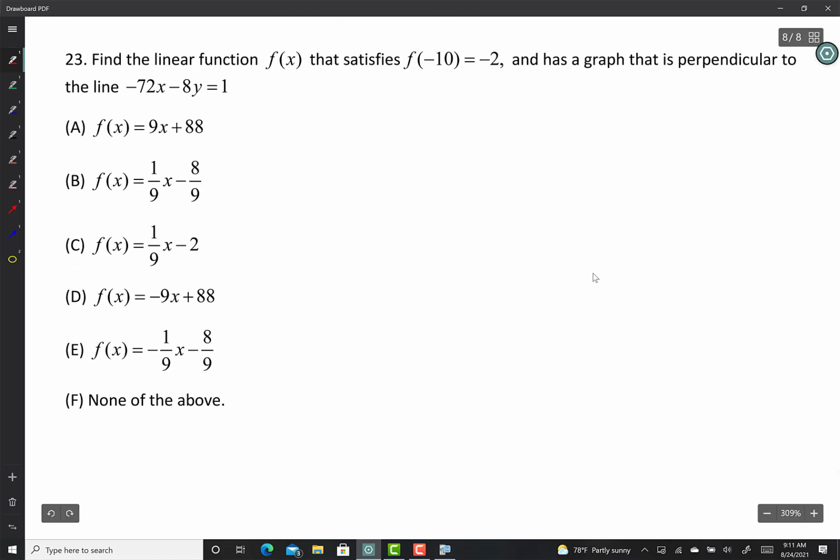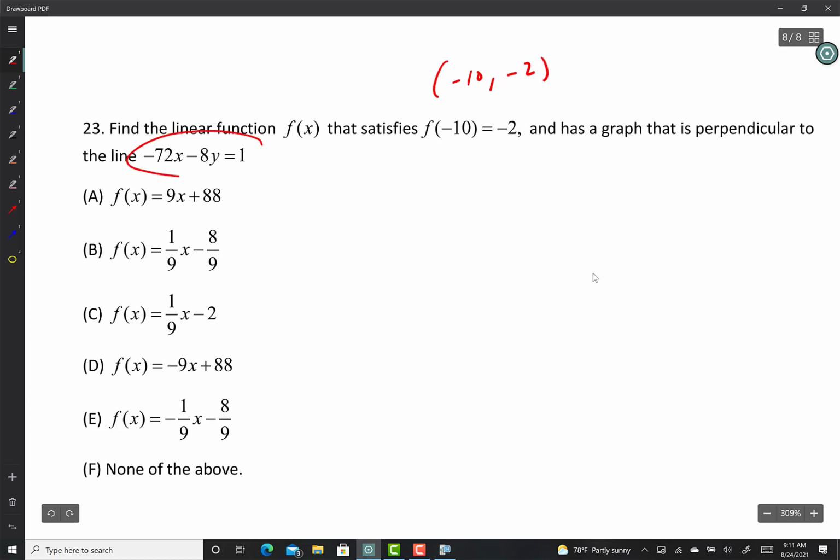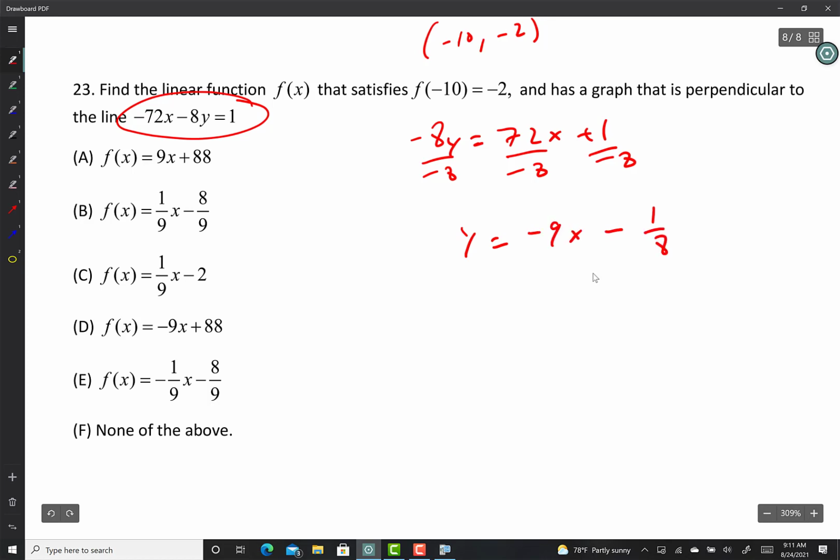So here we go. Find the linear function f of x that satisfies, and I have a coordinate, negative 10, negative 2, and that is perpendicular to this graph. So first and foremost, find that slope first, right? So negative 8y equals 72x plus 1, divided by negative 8, divided by negative 8. Y equals negative 9x minus 1/8. We don't really care about the 1/8. We care about that negative 9. So in order for me to be perpendicular, what slope must I have? Perfect. My new slope must be the opposite reciprocal, so 1/9.